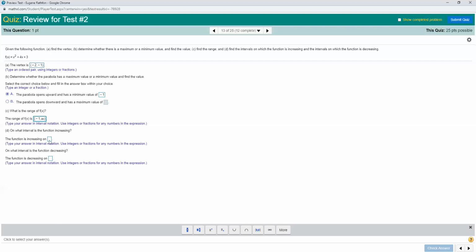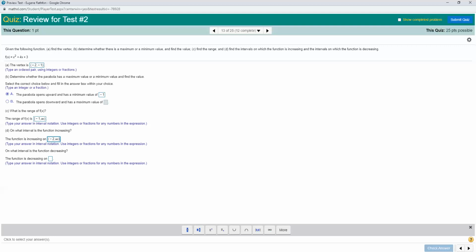Now this says it's increasing. So remember, it's opening upward. So the left half is actually decreasing because you got to read it left to right. So it's increasing from that vertex to the right. So we're going to use curvy parentheses for the increasing and decreasing is always the curvy parentheses. It starts at that x value of negative 2. And then as the graph heads towards positive infinity, it's increasing.